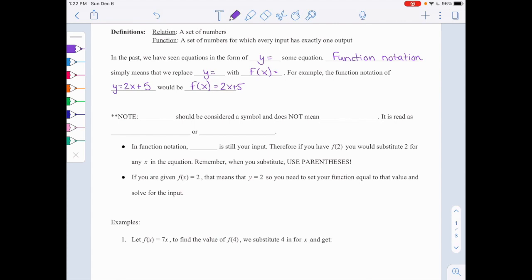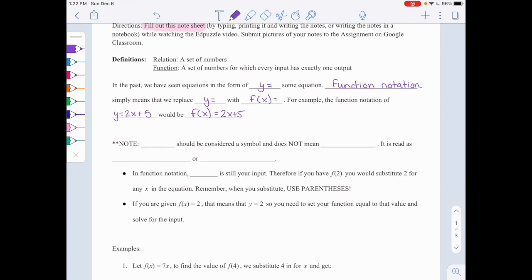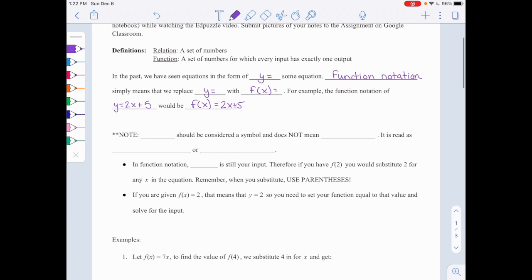They're the exact same thing. Don't let function notation scare you. They are exactly the same. You should be getting more and more comfortable with function notation. So it says, note here, f of x should be considered a symbol and does not mean f times x. So it is not representing multiplication. That note is really important.